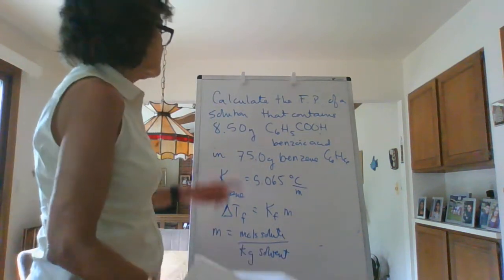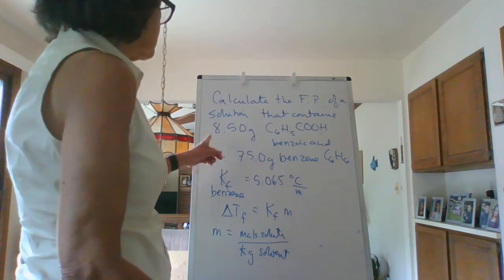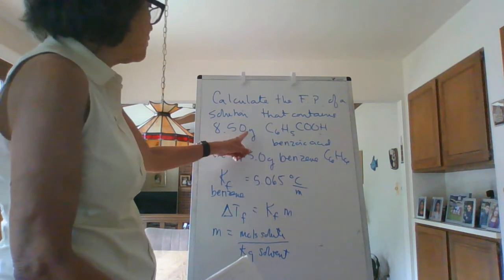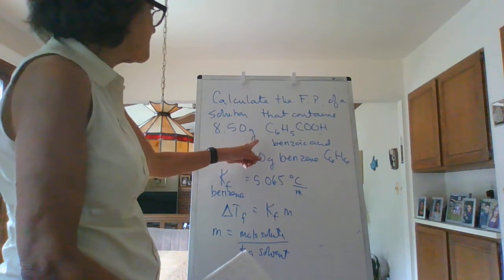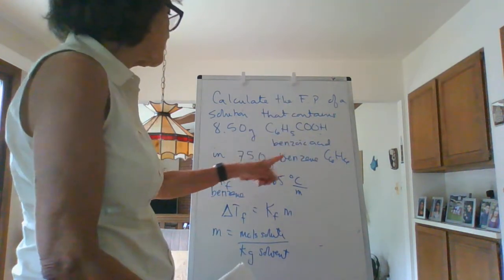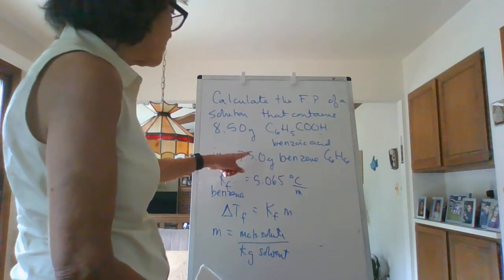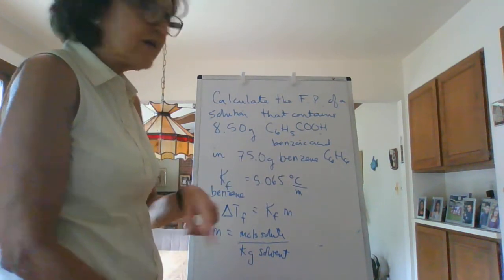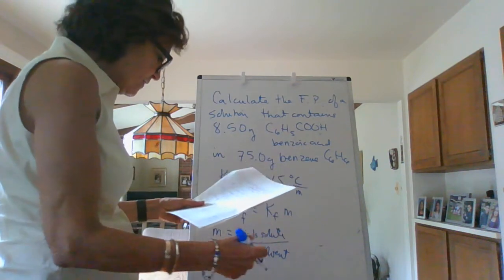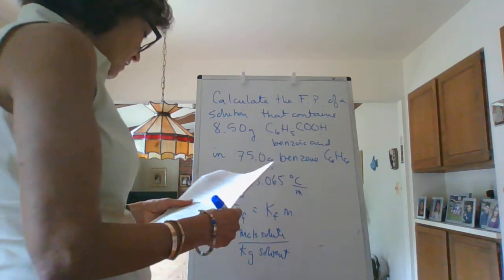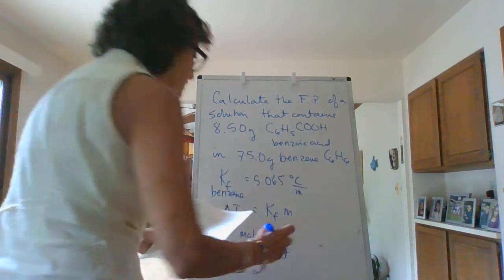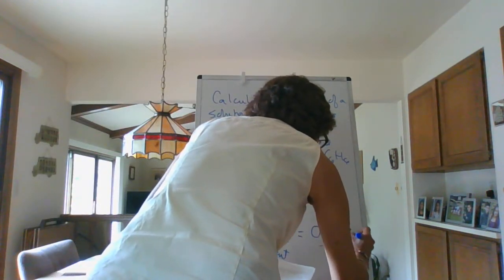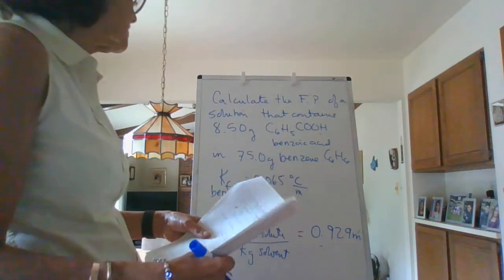So which one is the solute? The benzoic acid. So what we need to do is use molar mass to convert our 8.50 grams of benzoic acid to moles of benzoic acid. And then we need to convert our grams of benzene to kilograms of benzene, right? So go ahead and do all that math. You will end up with 0.929 molal. Hopefully you guys get the same answer.